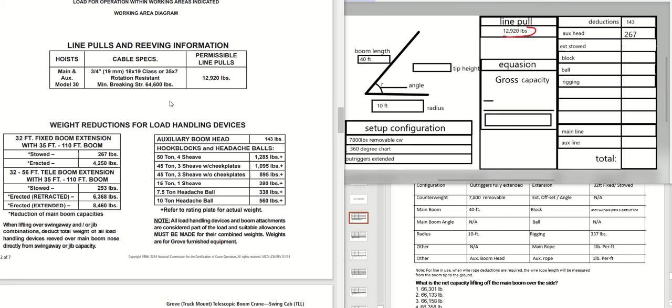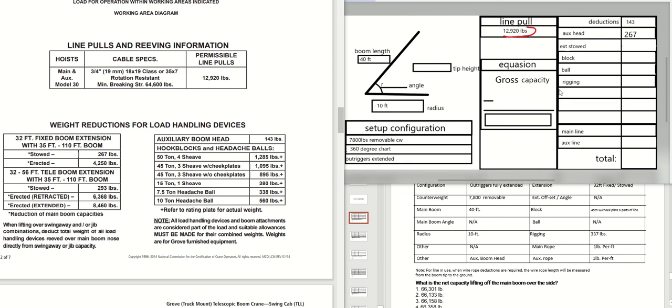Whatever our gross load is. So if our crane's good for 66,000, but our line pull's only good for 12,920, that means we're only capable of picking up 12,920. Now, if we increase that or double that line, if we add another leg of that, then we're good for double the 12,920. You see how that works? The more legs you add in, the more you're good for. It doubles the pulling capacity of what your line capacity is.